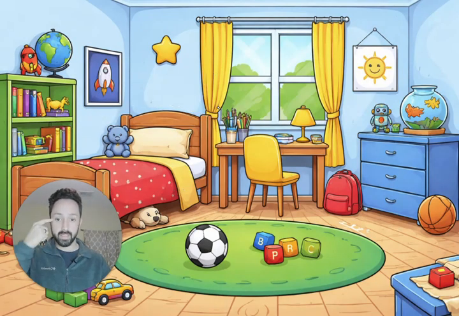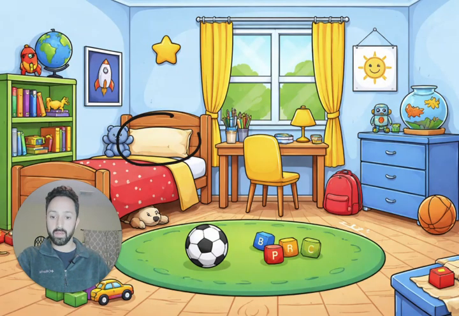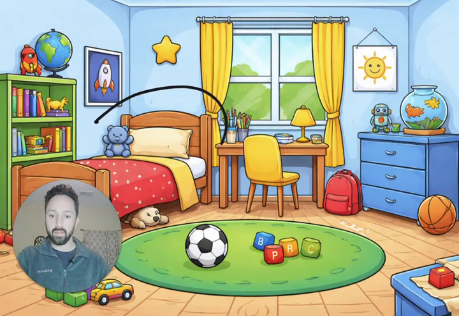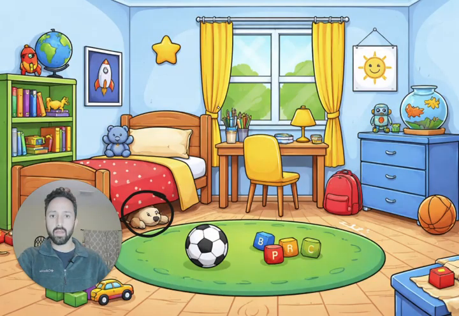I see a pillow. Look at the pillow. Look under the bed. There is a dog under the bed.